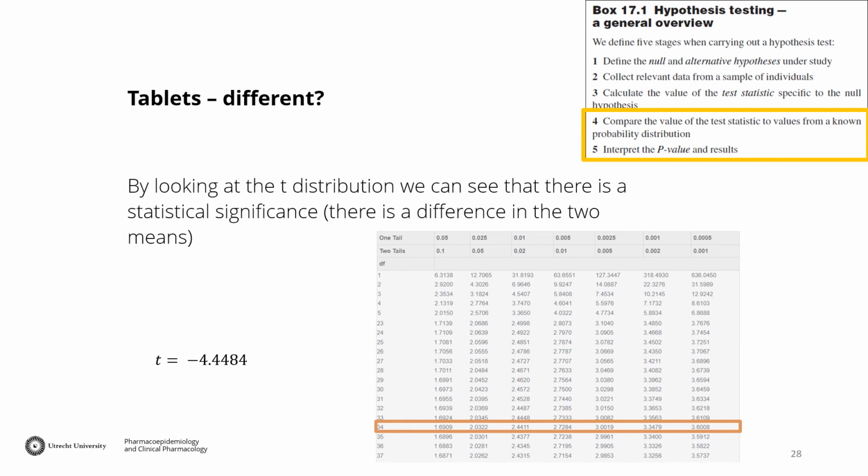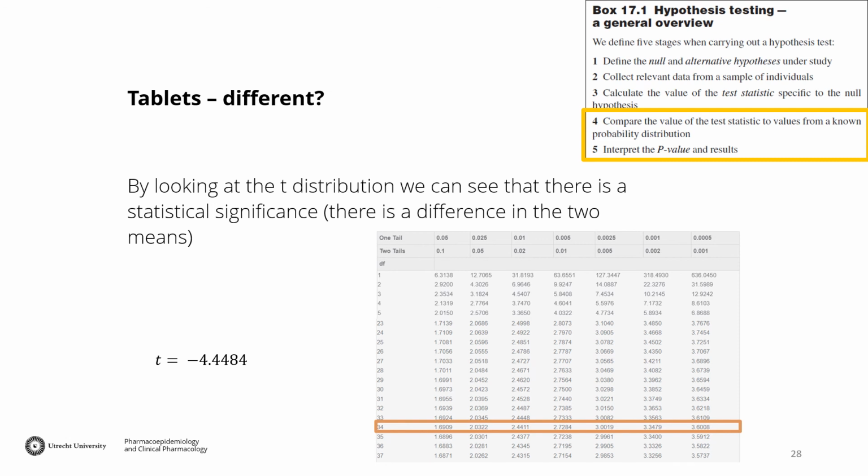But basically, we'll look at the t-distribution because we now did a t-test, and we see that there is a statistical significance. So there is a difference between the two means using our test statistic that we just calculated. And how do we know that? We go to the table, we find the number of degrees of freedom, which is 34 here. So we have 18 plus 18 minus 2. So we find 34, and then we look at what p-value we get using our test statistics.